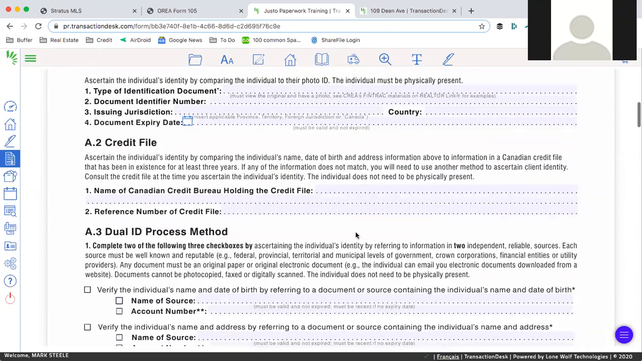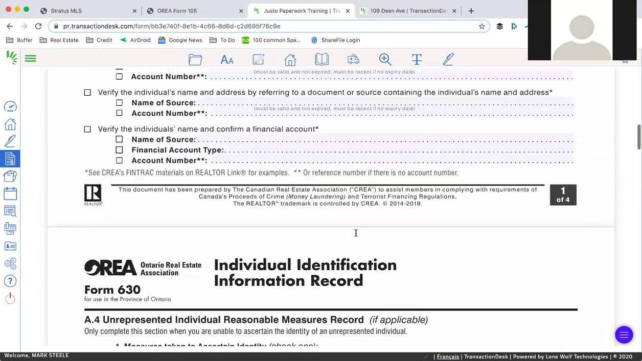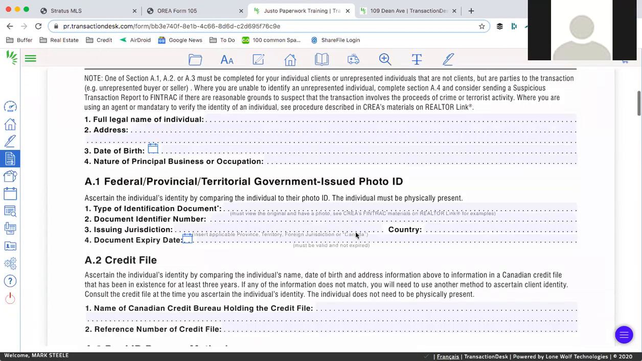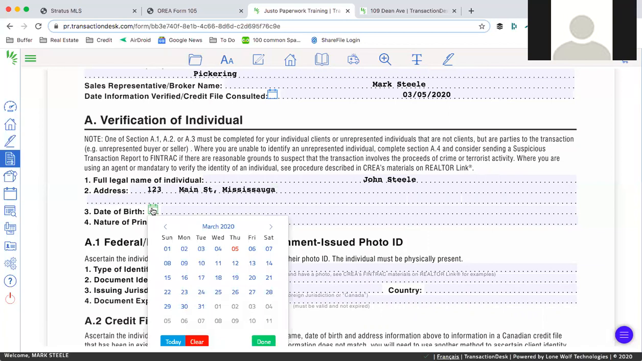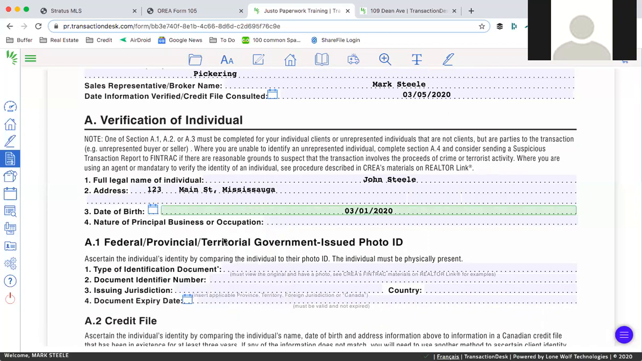There are a few sections that you can use to verify your client's information, but normally I just use the simple ones in section A. So I put their full names. You're going to do one form for each client, okay? I'm going to put Don Steele here, put his full address at 123 Main Street, Mississauga. His date of birth. If you ask your clients for their driver's licenses, you can find most of the details you need from there. So we're going to say he was born on March 1st, 1980.